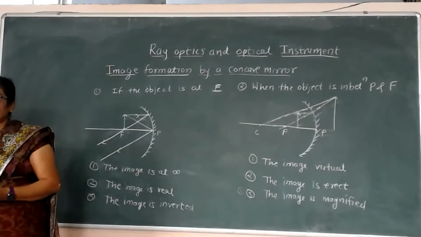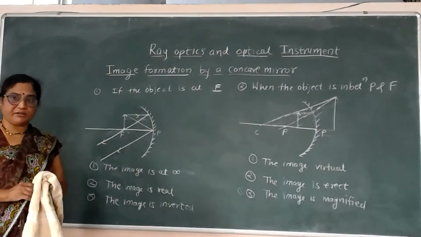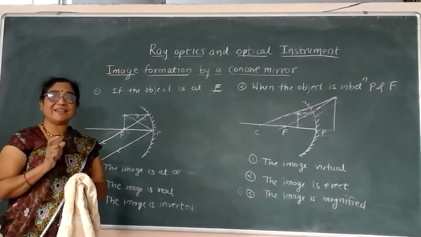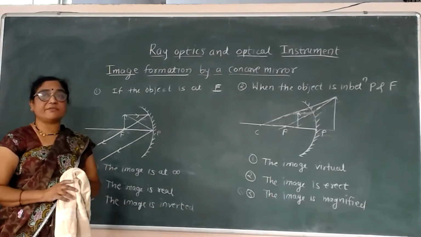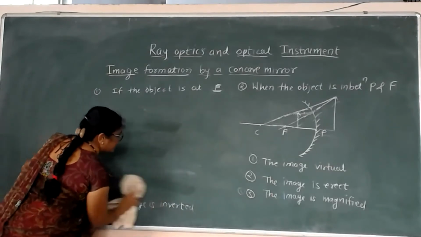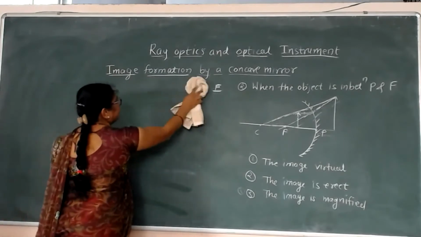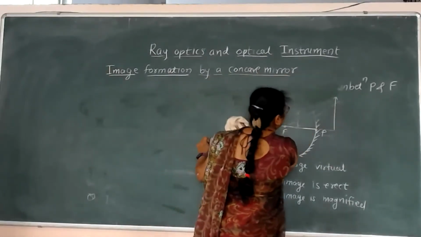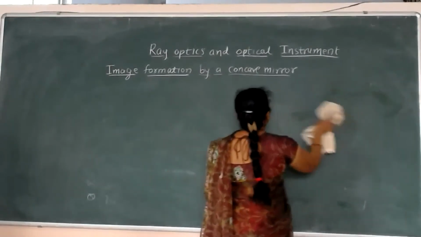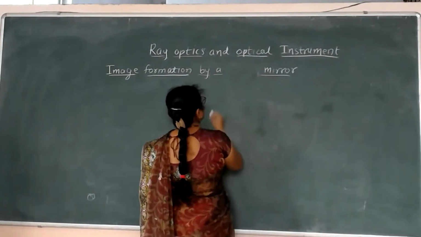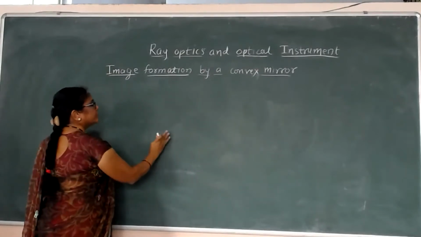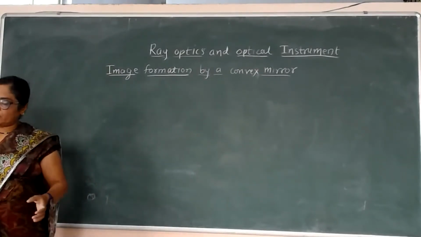So here, next part, the image formation due to the convex mirror. The convex mirror always gives a virtual image because in the convex mirror the rays diverge. So the image which is found is known as a virtual image. The next part: image formation by a convex mirror. The convex mirror always gives the virtual image.